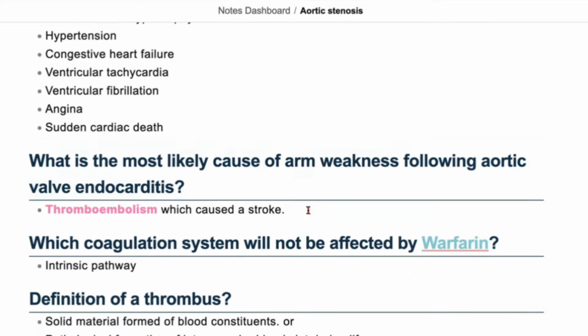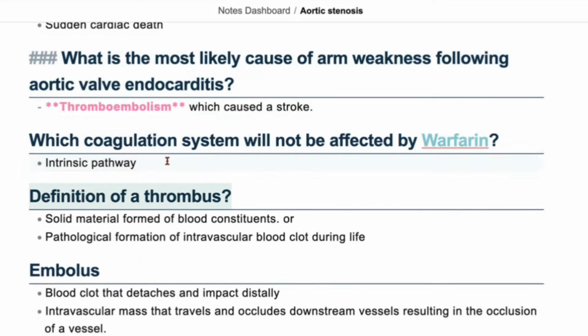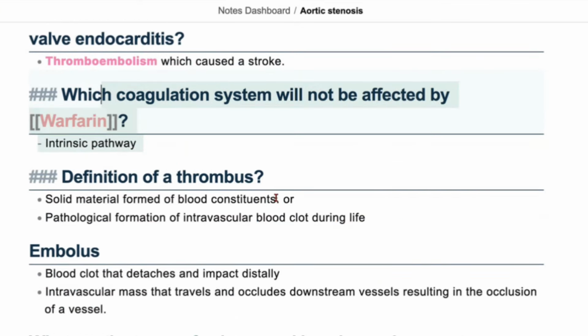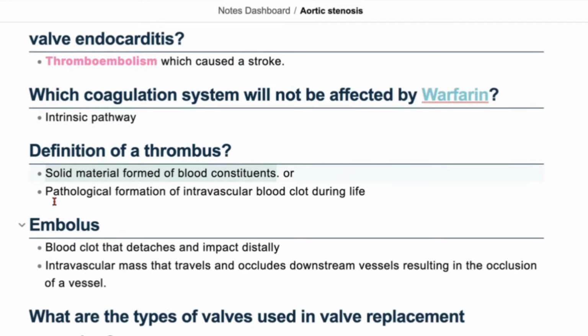You've given a good answer to this, no problem. I think the whole warfarin part, you've answered it very well. Definition of a thrombus. I know everybody goes for this one. That's why I've written it, but I don't like it. I like the second one more.